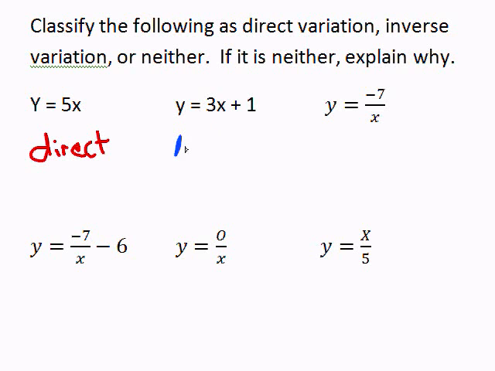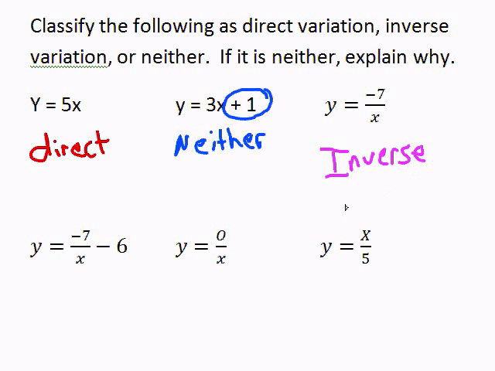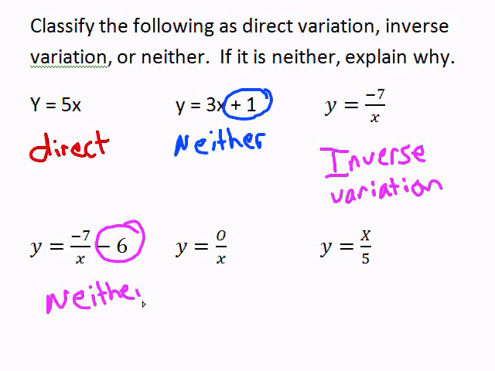The second equation would be neither, because you're adding 1 to a direct variation equation. The third equation would be inverse variation, because you're taking some number and dividing by x. The fourth example would be neither, because you have an inverse variation equation, but then you subtracted 6.